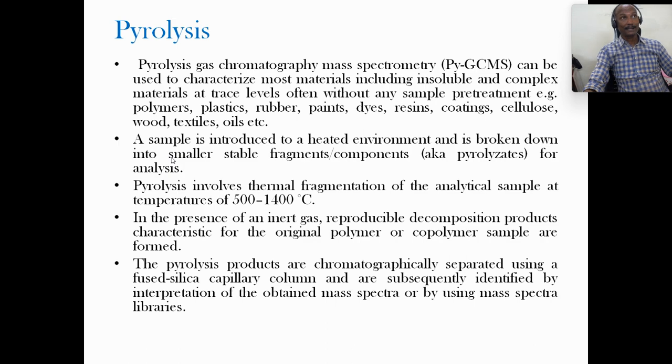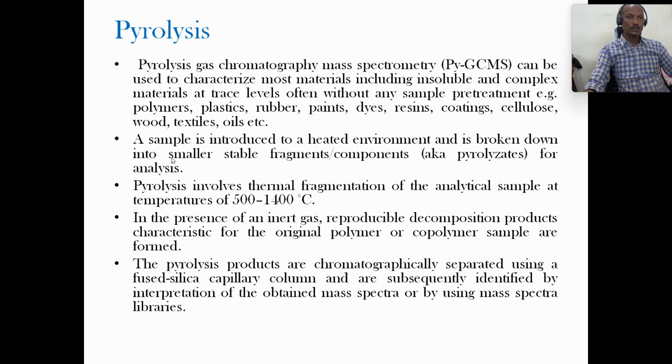Another important aspect is pyrolysis. Pyrolysis GC-MS can be used to characterize most materials, especially insoluble and soluble complex materials at trace levels, often without any sample pre-treatment. For example, polymers, plastics, rubber, paints, dyes, resins, coatings, cellulose, wood, textiles, and oils, etc.